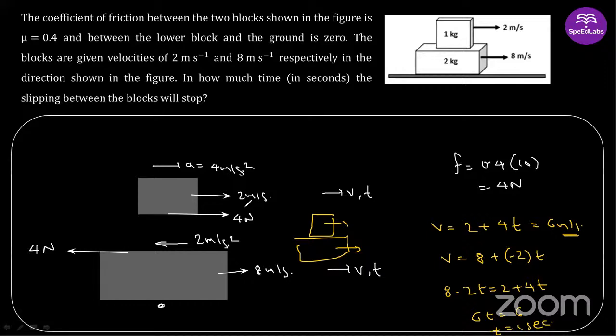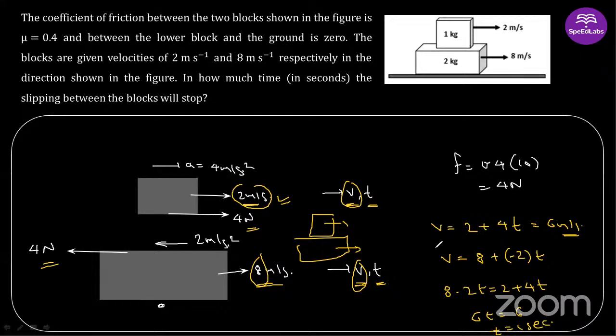See, the top block was having this u. We say after t time velocity becomes v. For the bottom block also this is having u, and let's say it becomes v after t time. And the friction is acting in between. Since this is moving slower and this is moving faster, friction 4 Newton will try to stop it and will try to accelerate it. So it increases from 2 to 6 and it decreases from 8 to 6. And once both are moving at 6 meter per second, why would friction act? So friction stops acting and there is no more slipping between them, right? And that happens after 1 second.